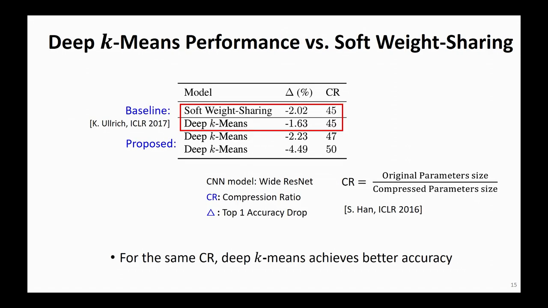Next, we evaluate our proposed deep k-means technique with the retraining process and compare it to the soft weight sharing method, and we can say now, if we use the retraining method, we can achieve better performance, which means under the same compression ratio, 45, we have 0.4% less accuracy drop.